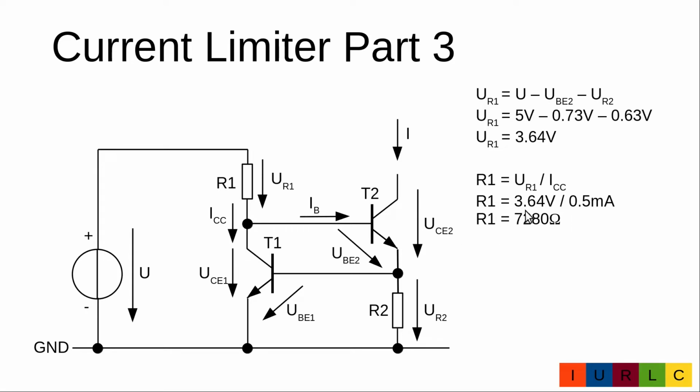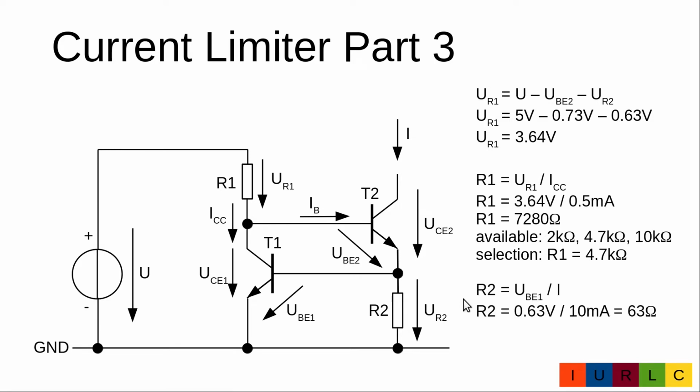The resistance of R1 is the voltage drop at R1 divided by the cross current. It's 3.64 volt divided by 0.5 milliamp. It's 7280 ohm. If we have these resistor values available, we will select the next smaller one to ensure that the cross current is at least 10 times bigger than the base current. We select for R1 4.7 kilo ohm.